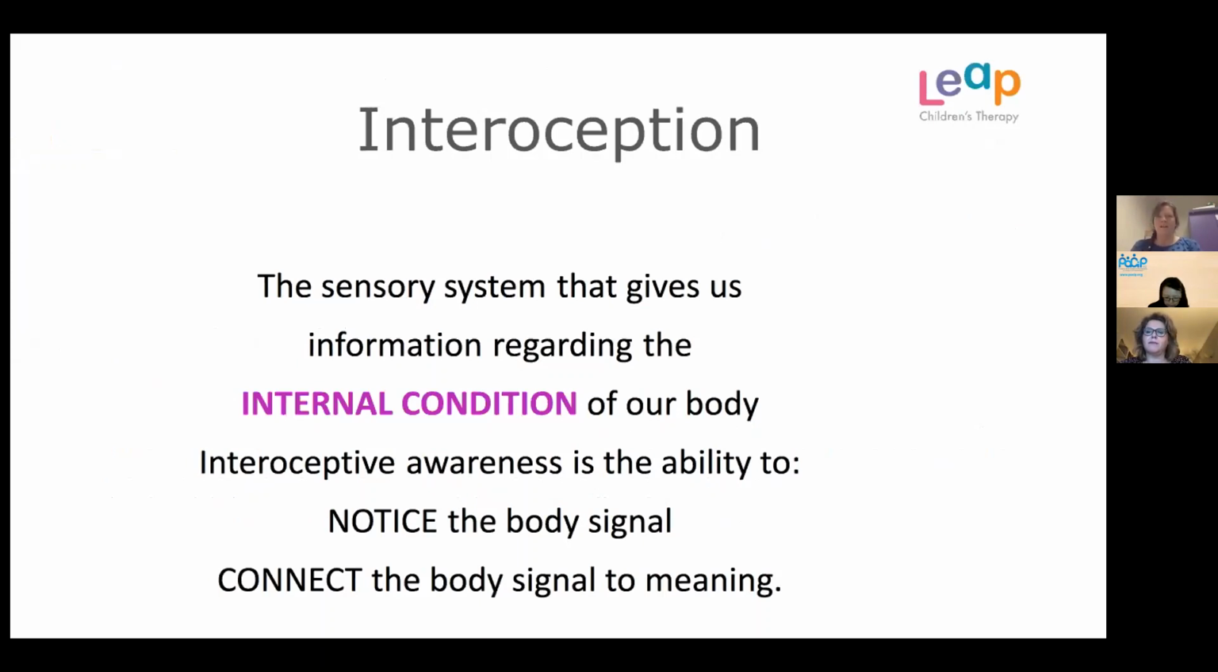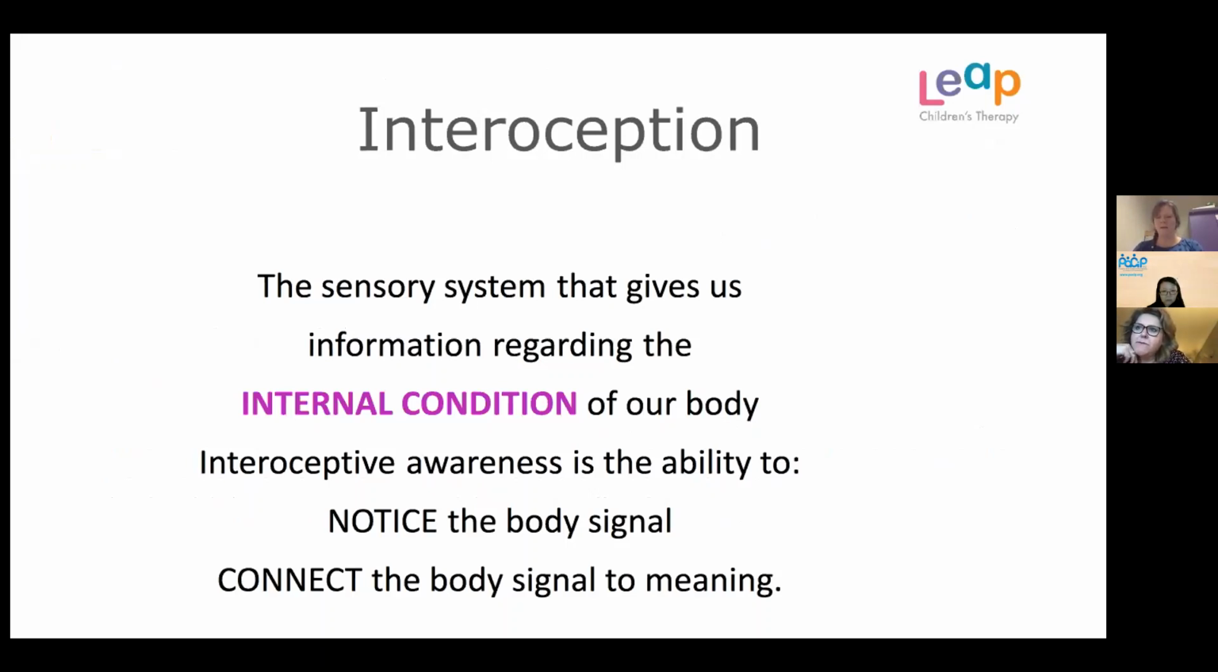Okay, the last sense, your eighth sense, which we used to talk about in terms of being your internal proprioception, is actually called your interoception. So this system is the one that gives you information about what's going on inside your body. So it's your ability to notice the signal from inside your body and connect that body signal to the right meaning.